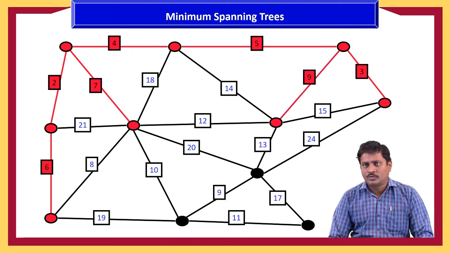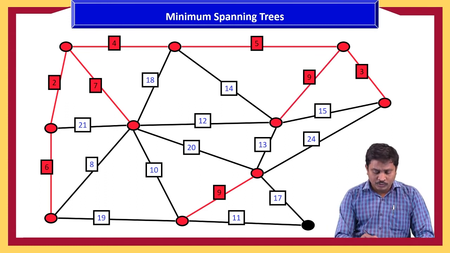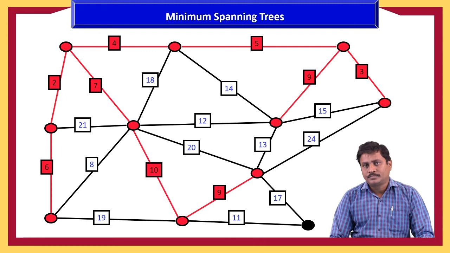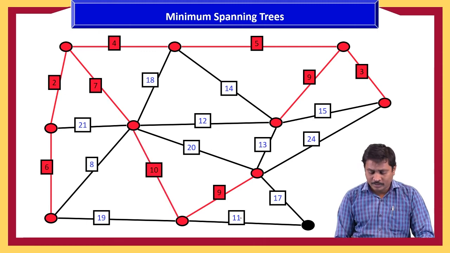We choose any one of these. Suppose we choose this one. And next we choose the other 9. Next minimum cost value is 10, we choose that one. Next minimum cost value is 11, we choose that one.